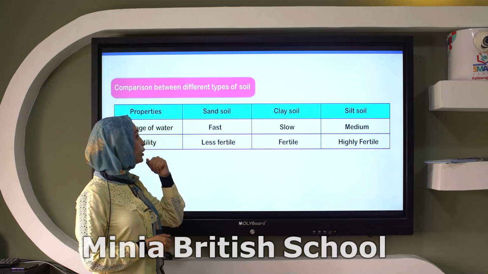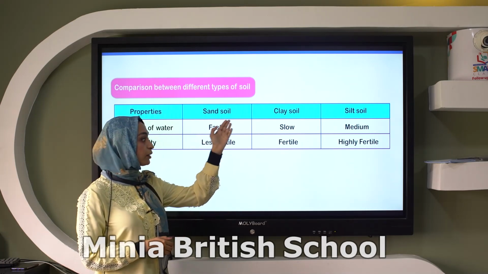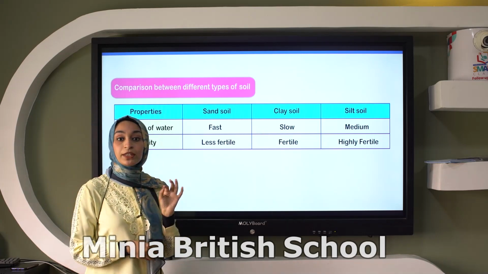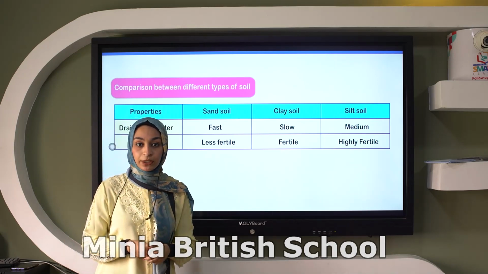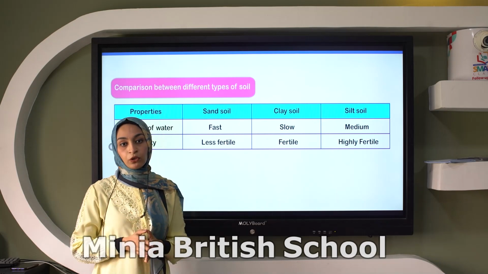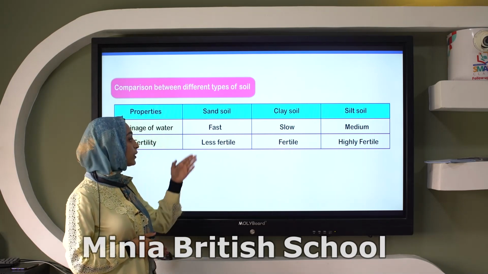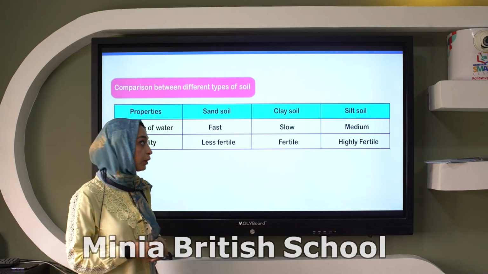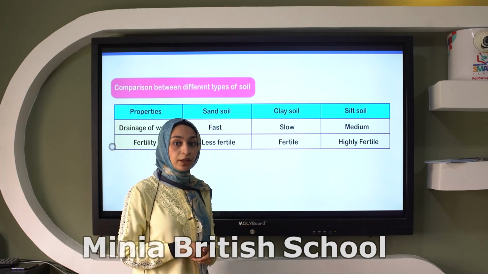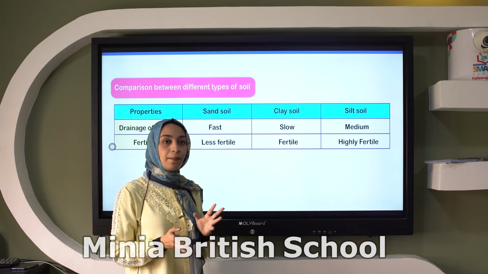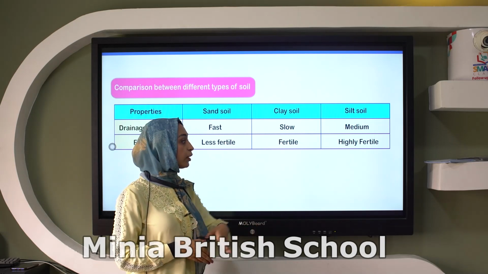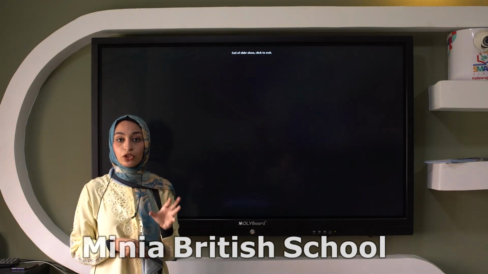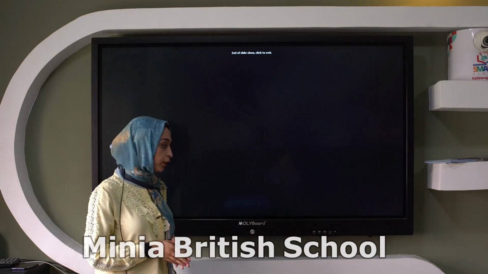Let's see what about the drainage of water. In sand it is very fast, in clay it is very slow, in silt it is medium. What about the fertility? Fertility here is the focus of grade 5. If the teacher asks you about the fertility, you have to answer about the amount of humus according to the type of the soil. If it's sand, it's less fertile because it rarely contains humus. But clay is fertile, which contains some amount of humus, not large and not small. While the silt is highly fertile because it contains a large amount of humus.